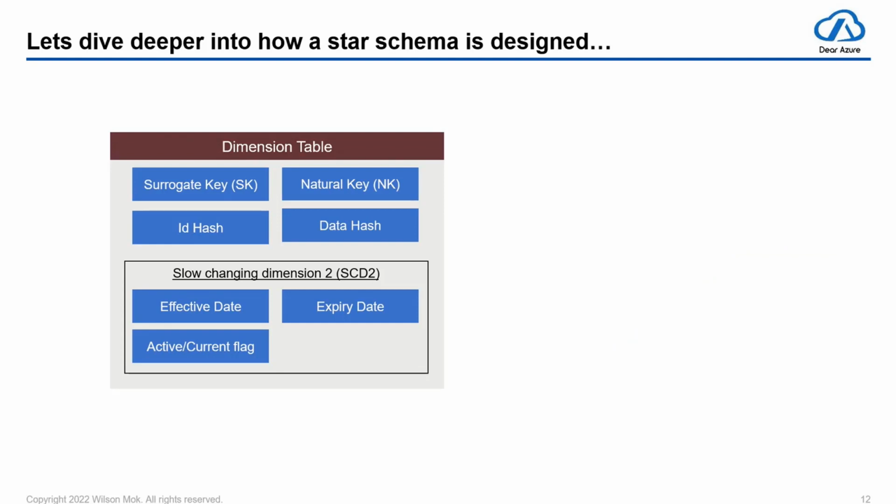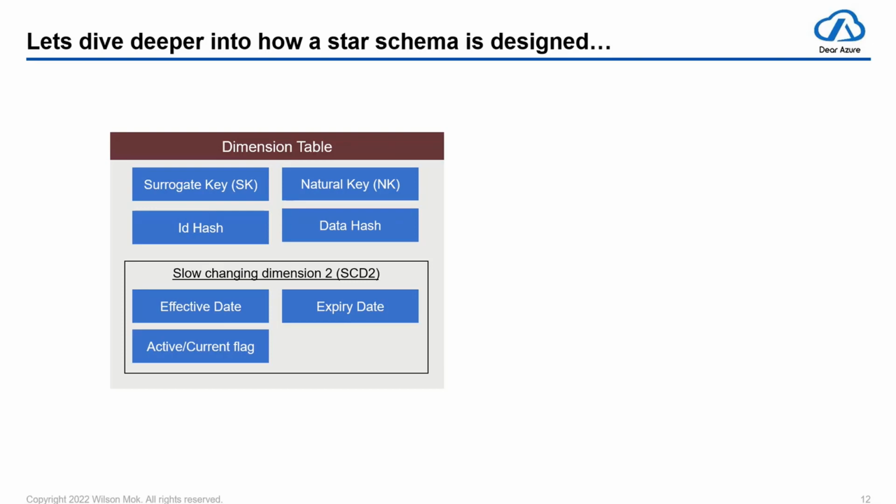So let's dive a little deeper into how a star schema is designed. We quickly mentioned the dimensional table and the fact table. In the dimensional table, there are four important columns that get created. The first one is called the surrogate key, or SK for short. This is the unique column identifier for the dimensional table. If you have experience with relational databases, this would usually be called the primary key.